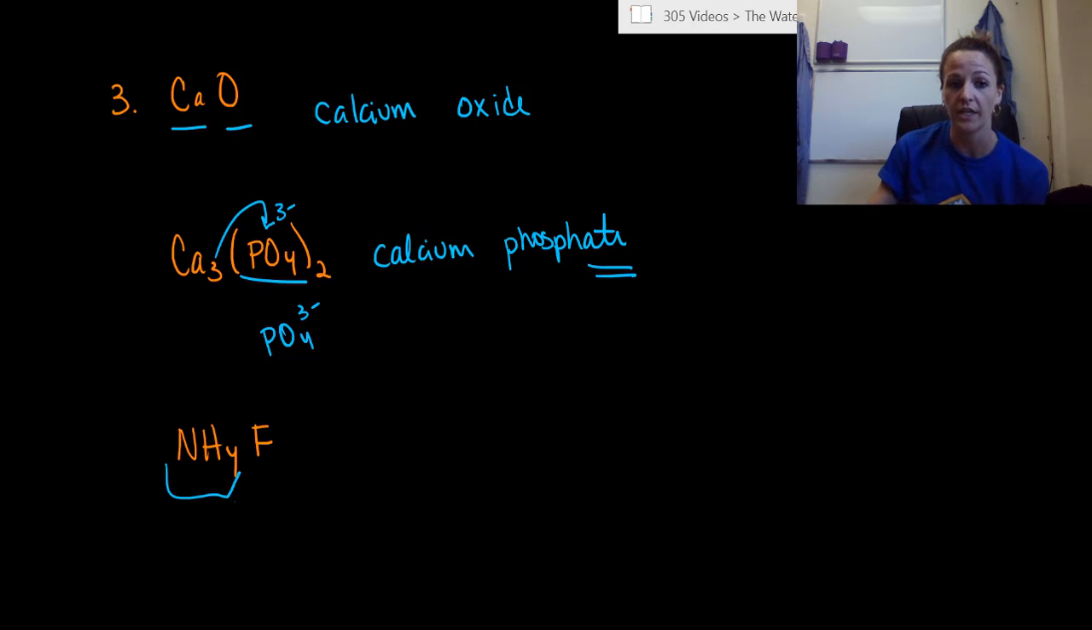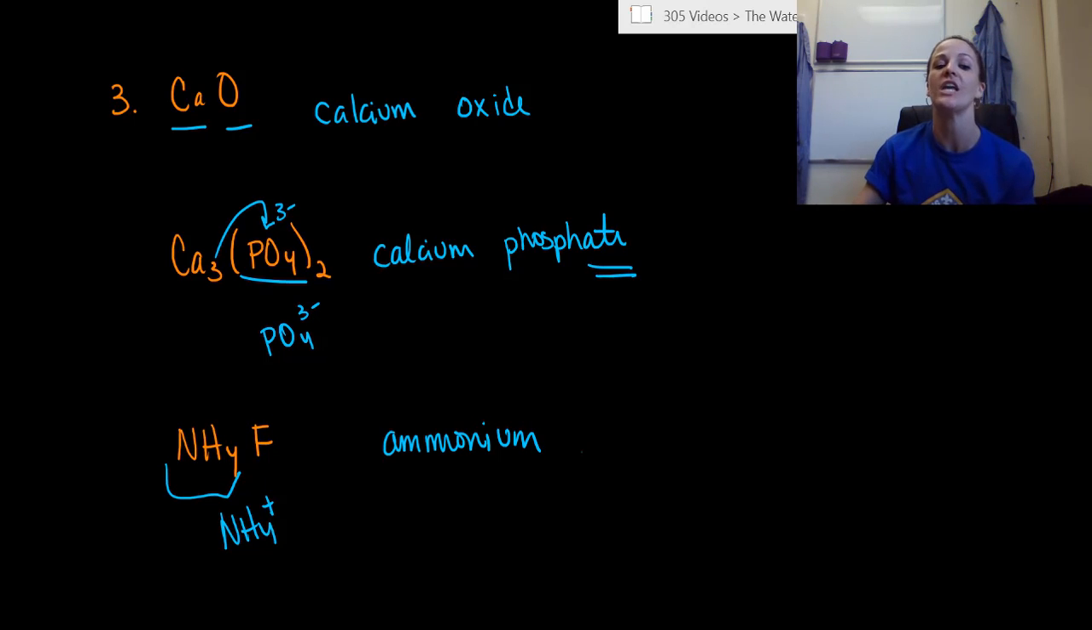So let's try another one here. NH4, hopefully we recognize that as NH4 plus. That's our cation. It's a polyatomic cation named ammonium. And then we have our fluorine, but remember we're naming it, so it's going to be fluoride, IDE. So this would be ammonium fluoride. Pretty straightforward, but we've ramped it up a notch by adding those polyatomic ions.